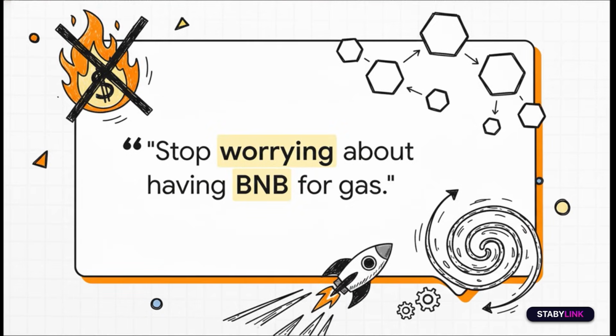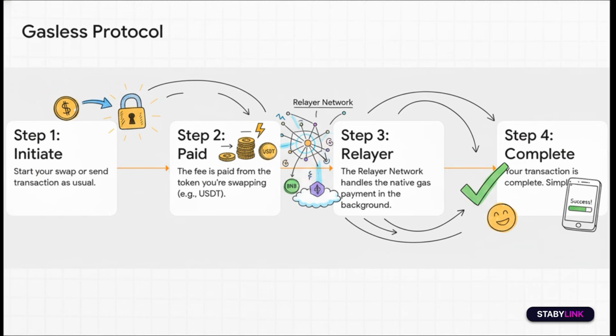Now this quote right here, this gets to the heart of one of the most annoying problems in all of crypto. This is the simple, powerful promise behind their gasless protocol, and believe me, it has the potential to be a total game changer. So, how does this magic actually work? Let's just walk through it. Say you want to swap some of your USDT. You just start the transaction. But instead of needing BNB or ETH for gas, the protocol just takes the fee directly from the USDT you're already swapping. Behind the scenes, something called a relayer network handles paying the native gas. For you, the user, the experience is completely seamless. The transaction just works. It's that simple.